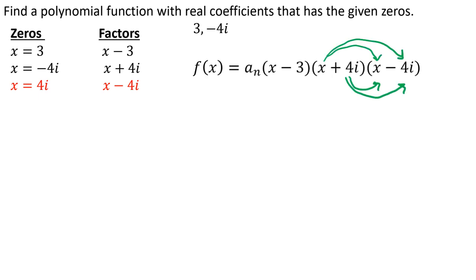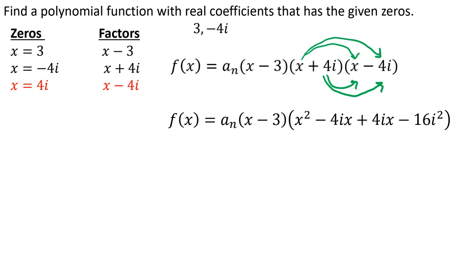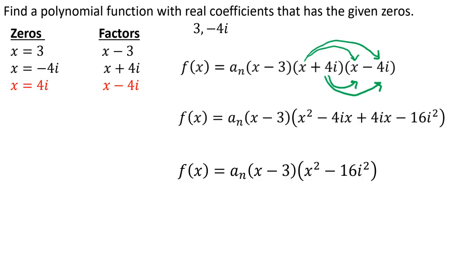And again, I like to start with the outer out first to do my FOIL. So the x times the first term, which is the x times the -4i, and then the 4i times x, and then the 4i times the -4i. When I do that, okay, I'm going to get this x squared minus 4ix plus 4ix minus 16i squared. Okay, combine my like terms. Minus 4ix plus 4ix is 0. But we know that i squared is the same thing as -1.